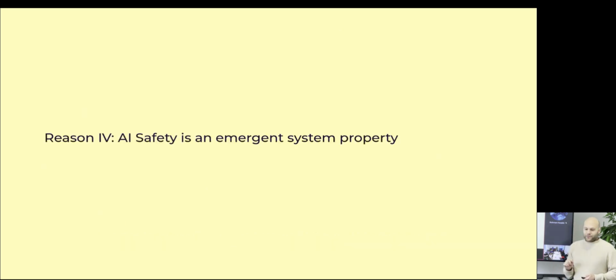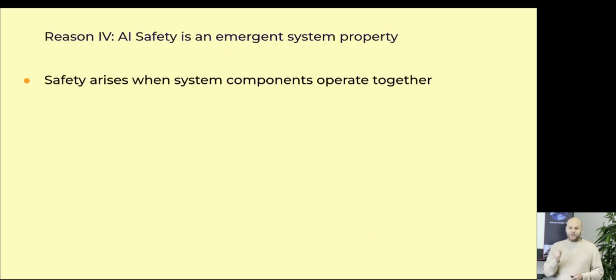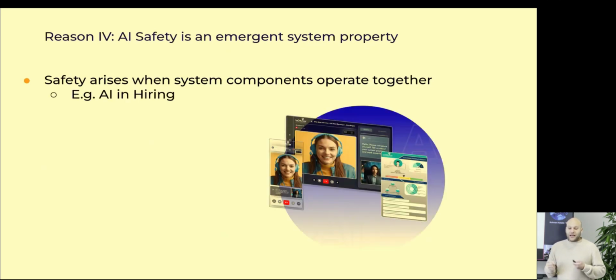Reason number 4, AI safety is an emergent system property. What does it mean? Safety arises when system components operate together. An example of that is AI in hiring. Let's say we have a model that assigns a sentiment score to the voice of an individual. And there are these companies that say, okay, send a video of the candidate and we will tell you if it's a good job candidate or not. And they might take into consideration the individual's voice, speech, etc.